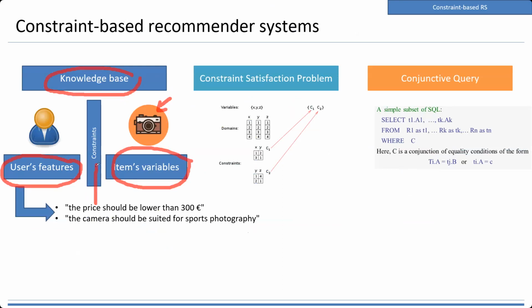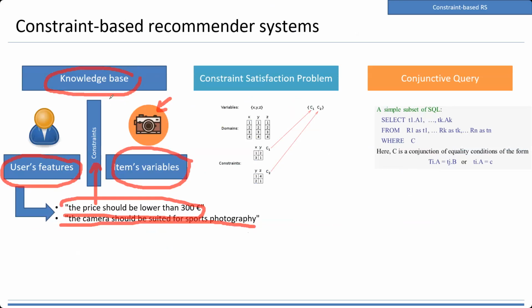So in the middle, there will be constraints. The constraint means the user can give some kind of rule. For example, the price should be lower than 300 euro, or the camera should be suited for sports photography. So that is the constraint.